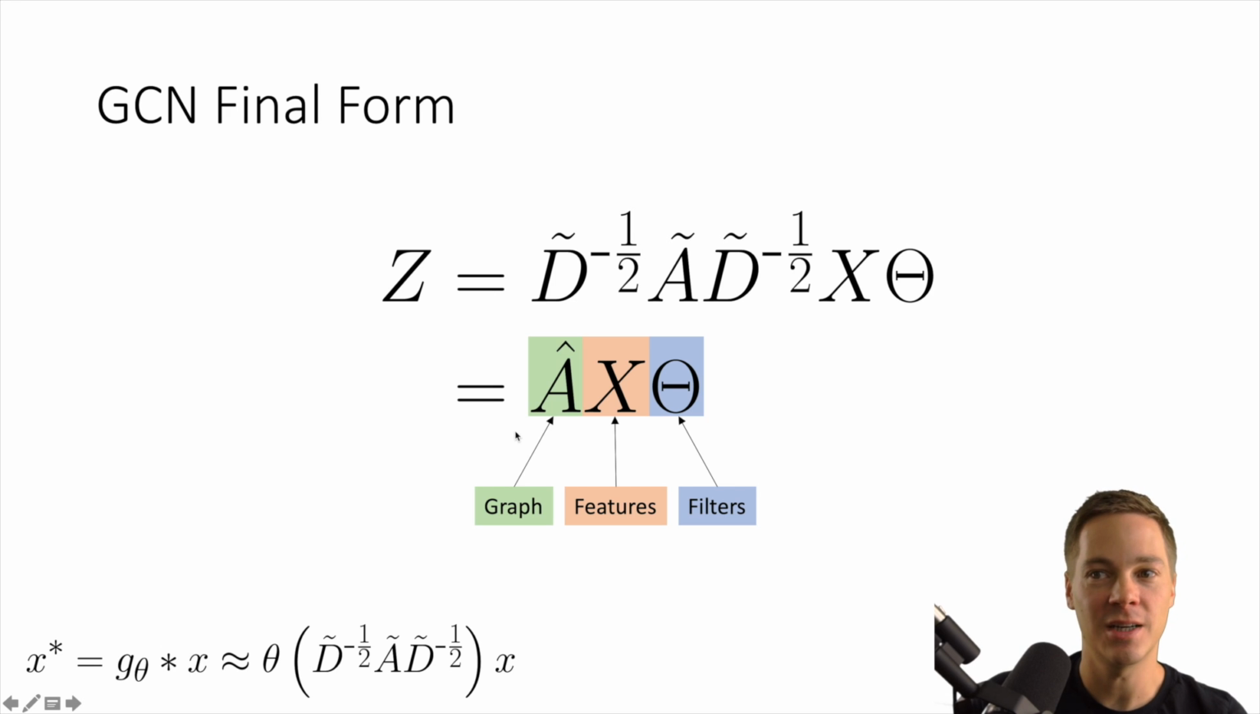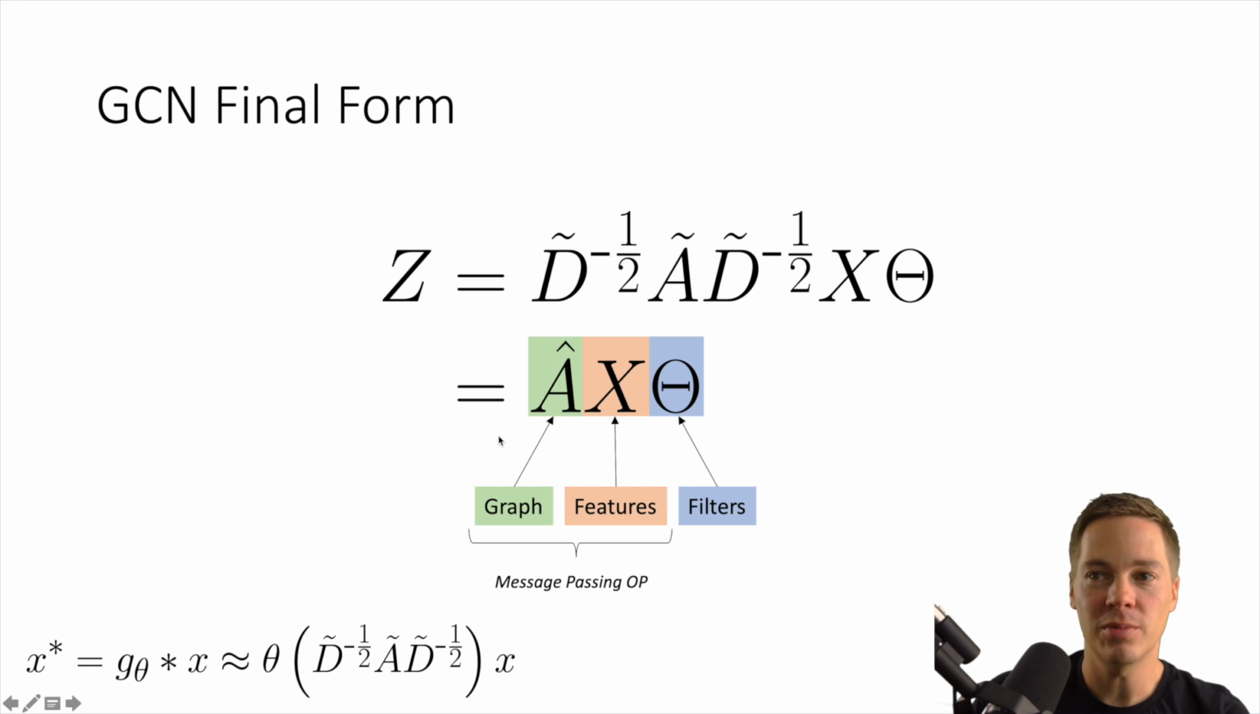And here I just want to emphasize again this nice factorization between the graph structure, the features, and our filters. A very simple and convenient linear form that looks just like a normal neural network layer, a dense neural network layer. The only difference here is we have this graph term up front, and by including this graph term, we're doing the message passing operation.